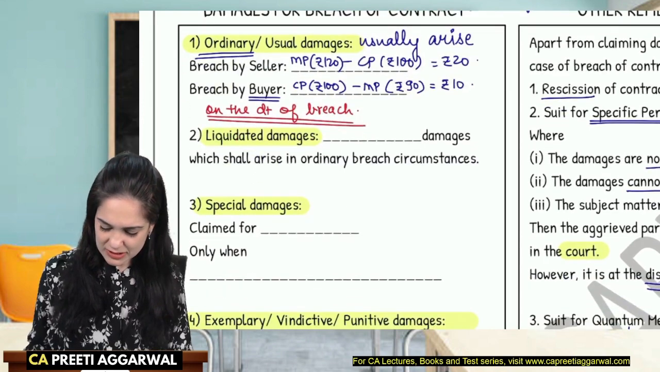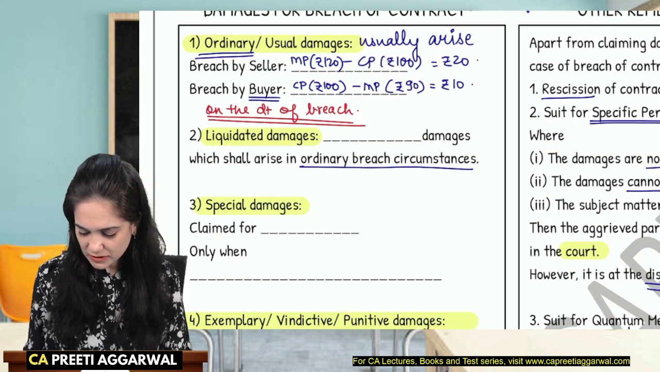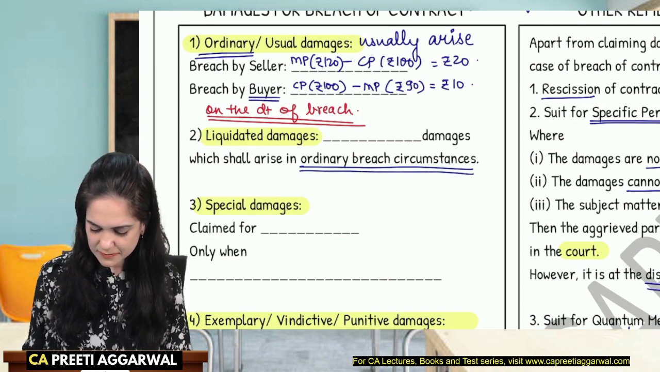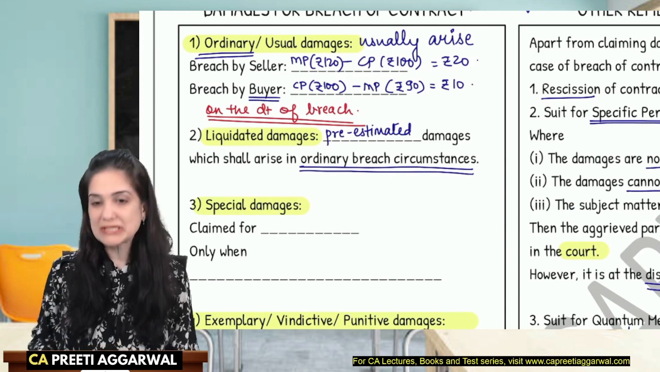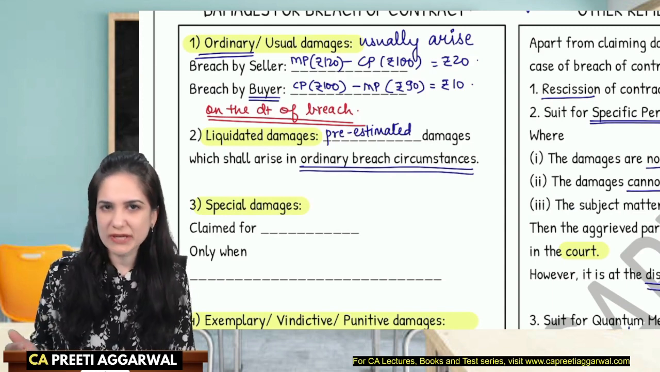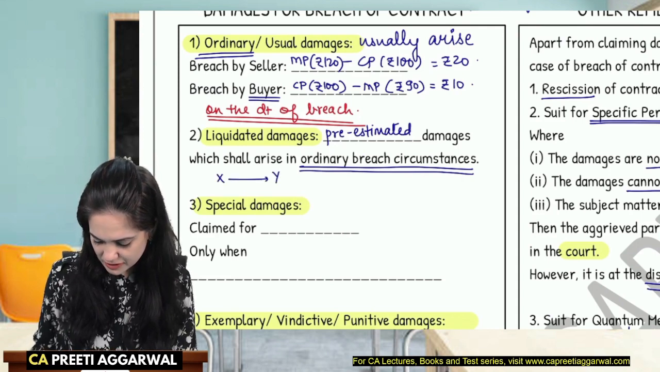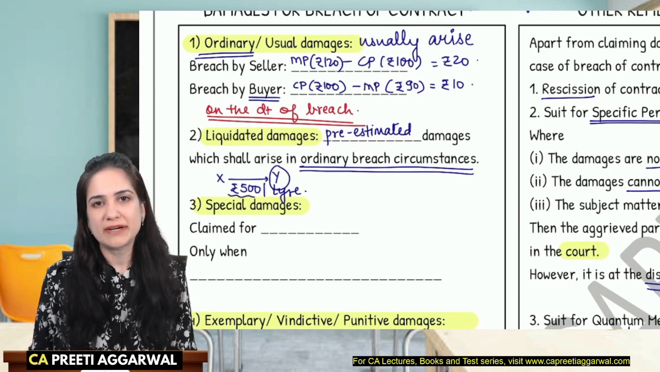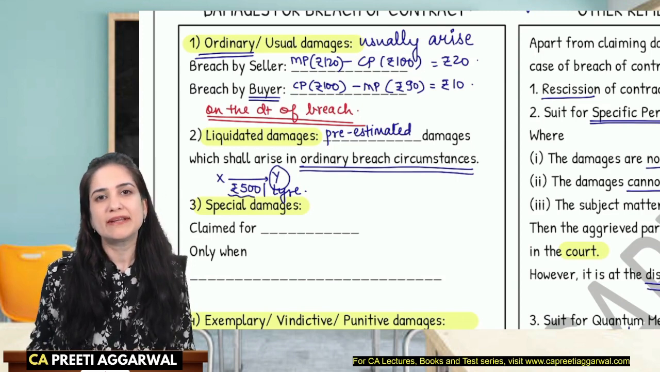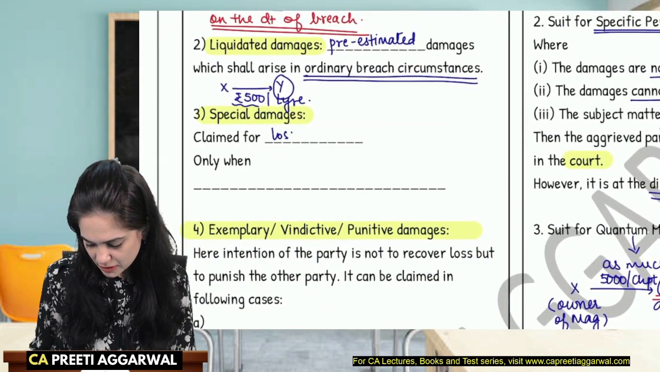Now, liquidated damages, these damages arise in ordinary breach of contract circumstances. These are pre-estimated damages, also known as liquidated damages. Now, let's say for example that X and Y agreed that if the party breached the contract, they will have to pay rupees 500 per tire. These are pre-estimated, predetermined damages because I know that this damage will occur, so they are known as liquidated damages.